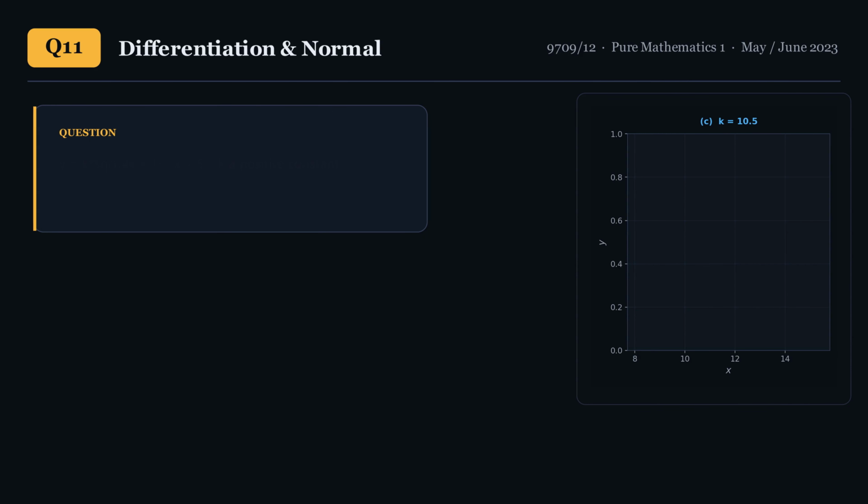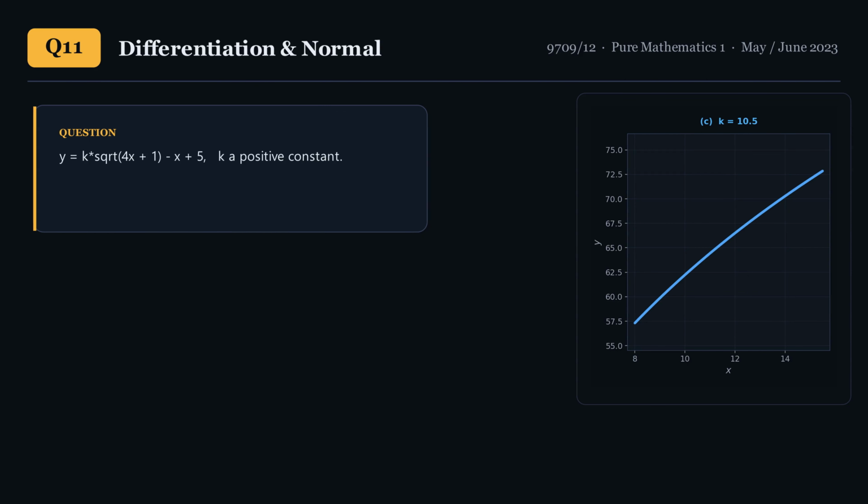Y equals k root 4x plus 1 minus x plus 5. Part C. With k equals 10.5, find the normal where the tangent makes angle arctan 2 with the positive x-axis.